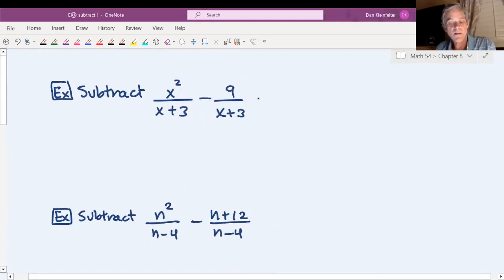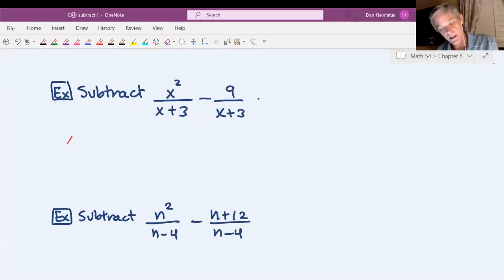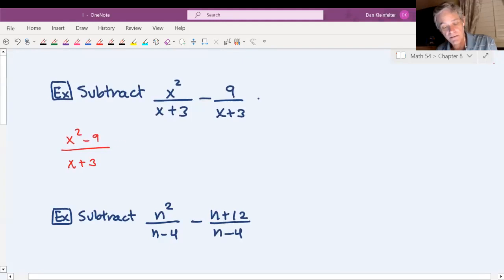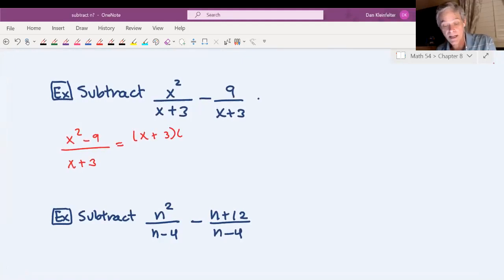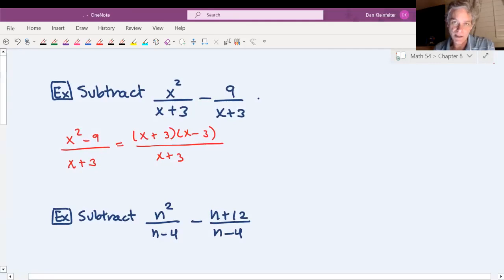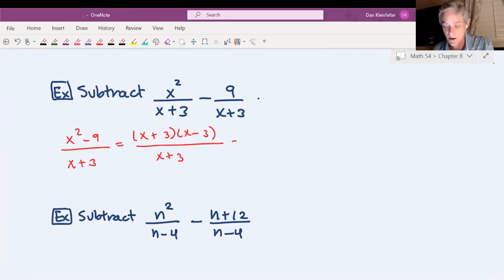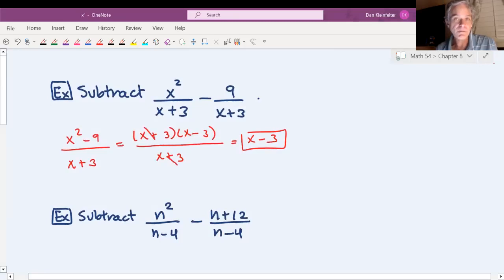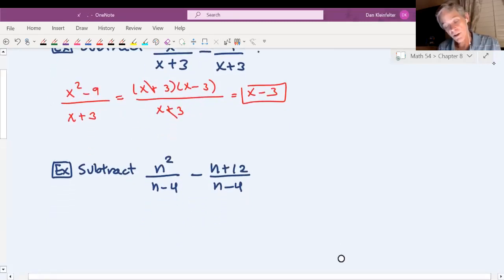Here we have x squared over x plus 3 minus 9 over x plus 3. So we'll subtract the numerators, giving us x squared minus 9 over x plus 3. That x squared minus 9, you're going to recognize will factor as x plus 3 times x minus 3. And so once you get that factored, you'll see that the two x plus 3's divide out, leaving just an x minus 3. Okay, here's one for you to try.